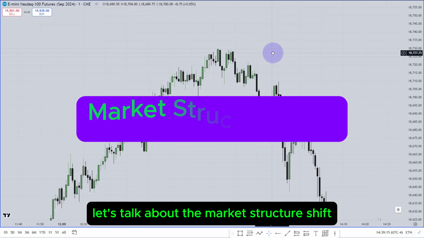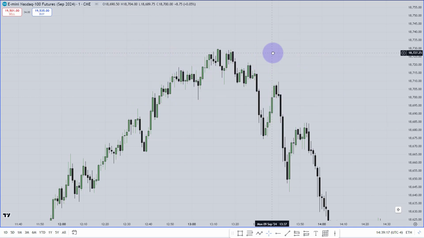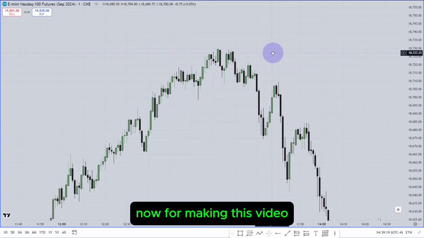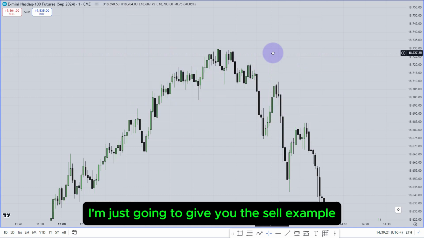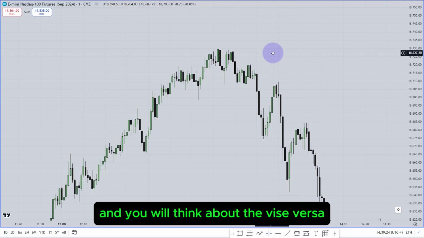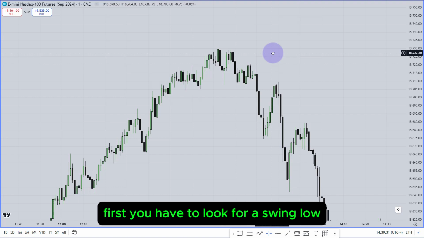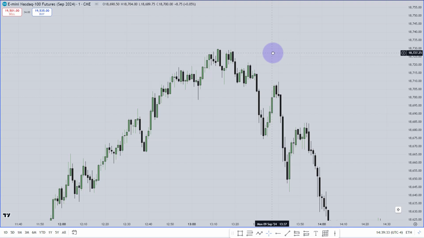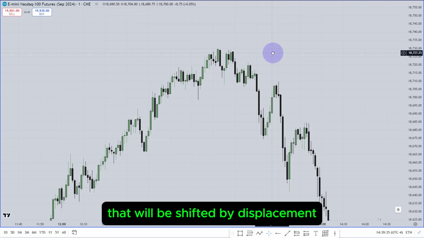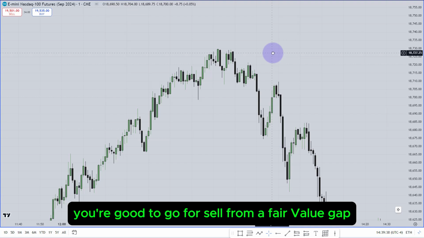Let's talk about the market structure shift at the beginning. For making this video, I'm just going to give you the sell example and you will think about the vice versa. What is a market structure shift? For a market structure shift, first you have to look for a swing low that will be shifted by a displacement. If you get that, you're good to go for a sell from a fair value gap.